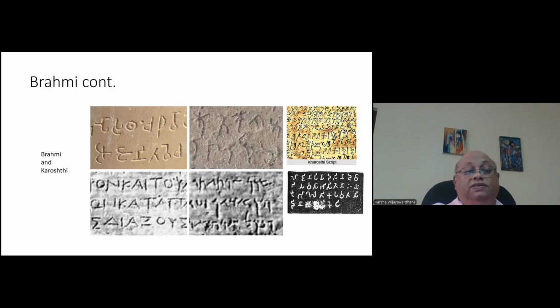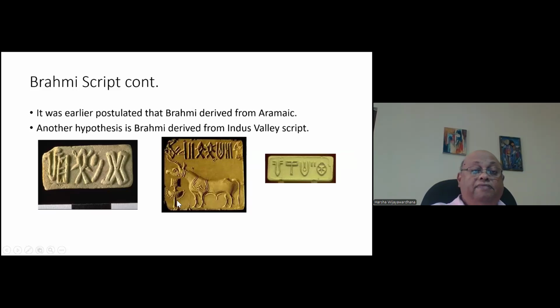So what we have here is Brahmi and Kharoshti. You can see Brahmi on the left, and you can see Kharoshti on the right-hand side. And then we have several other scripts that you can see. Like here, this is the Kharoshti. This is a Brahmi on this side. It's a Brahmi script. And this is also a Brahmi script.